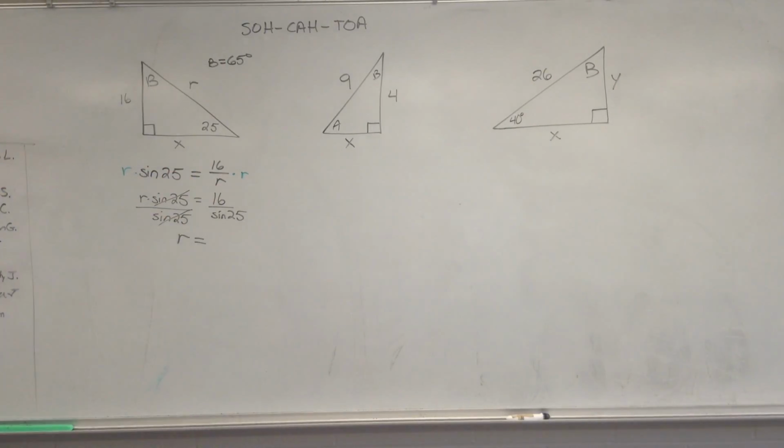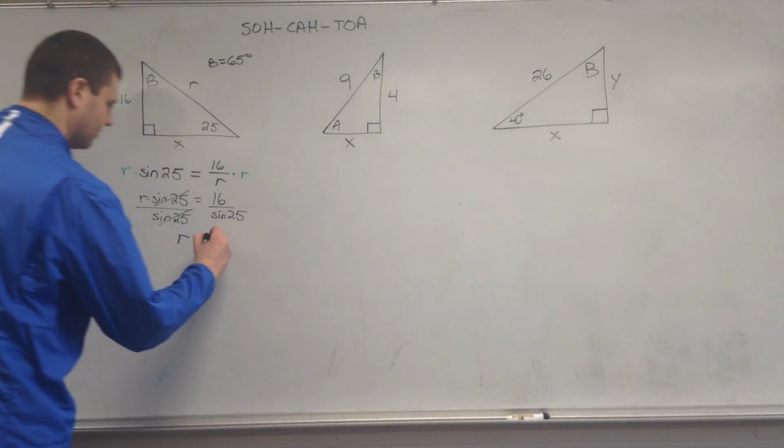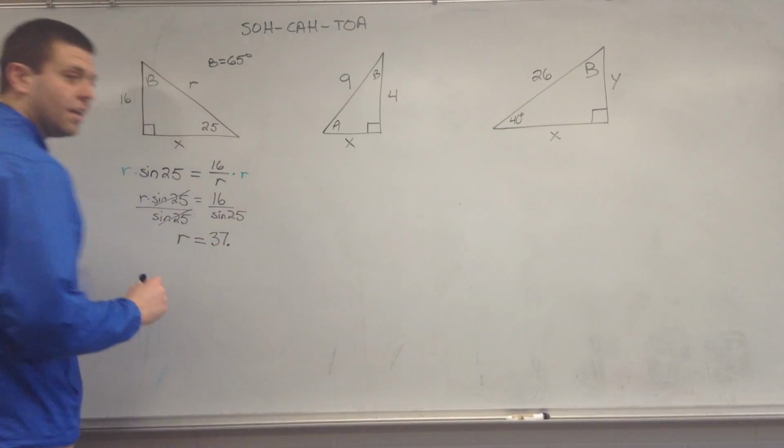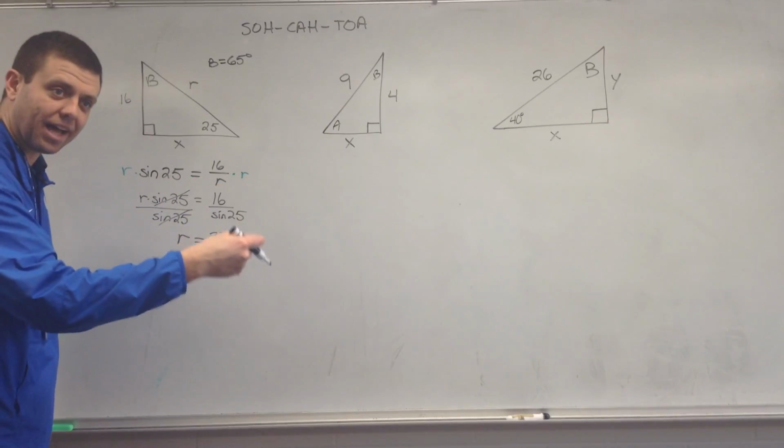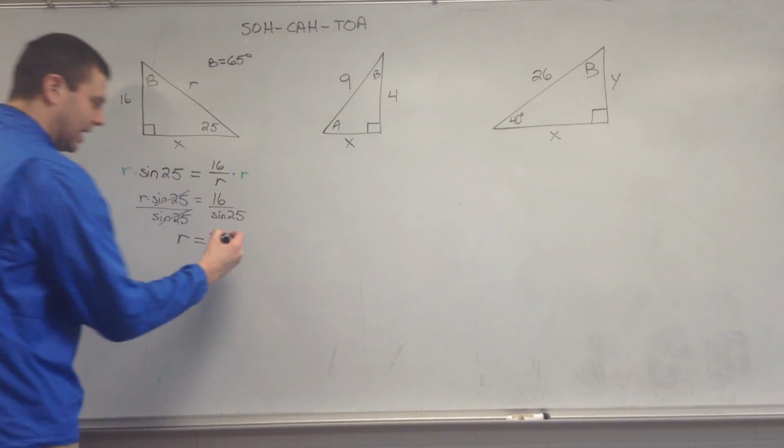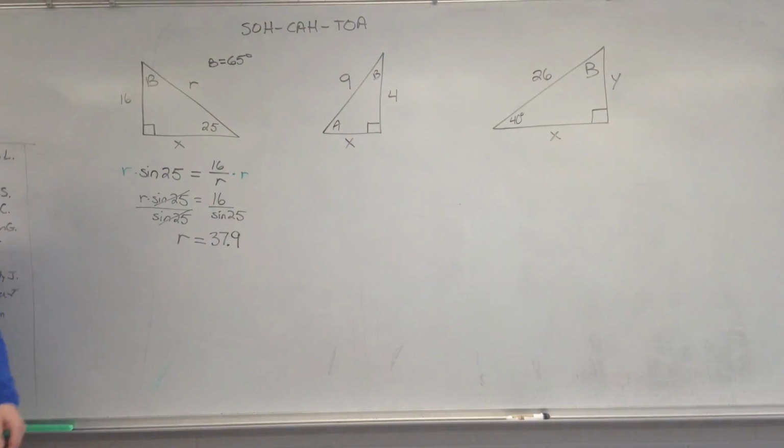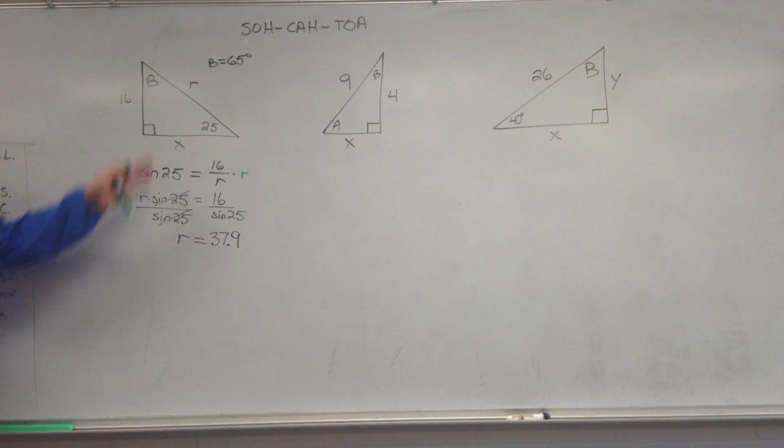Now I need a little calculator help. 16 divided by sine 25. 37.8. Or 37.9. Which one is it? It depends if you round or not, I'm guessing. If it goes 8 followed by a 5, the 5 makes the 8 go up to a 9. 5 or greater, add one more. Great, Noah. So r equals 37.9.